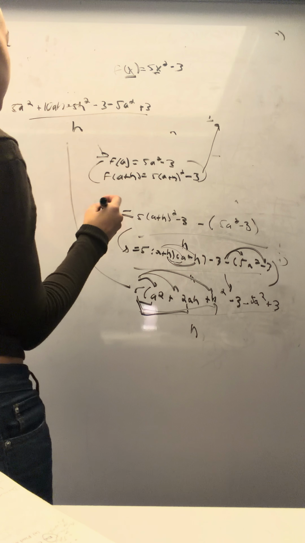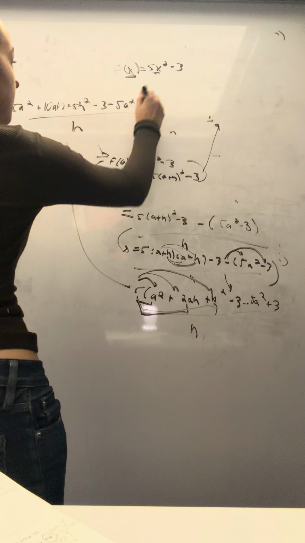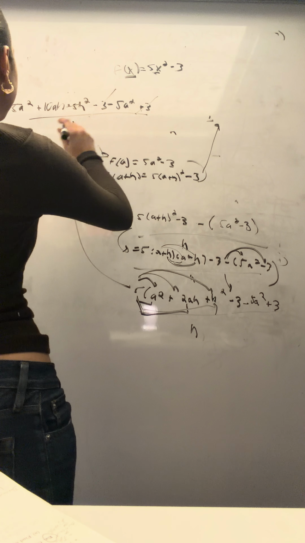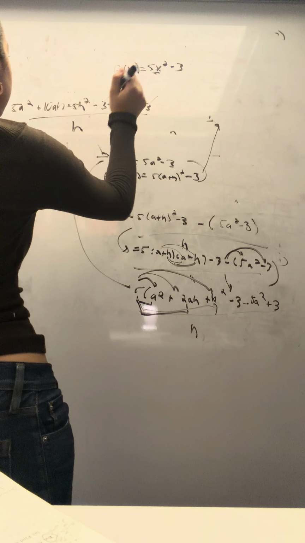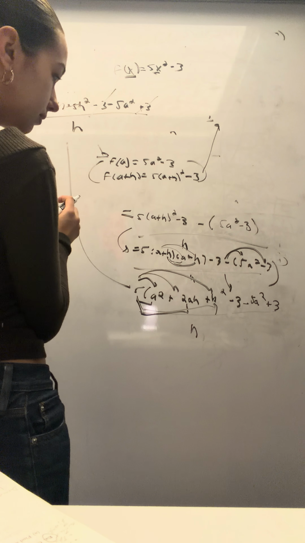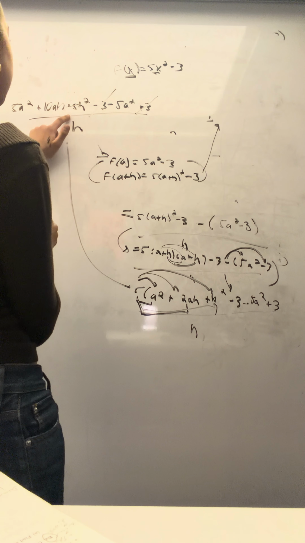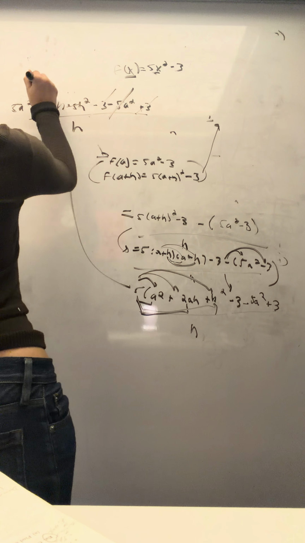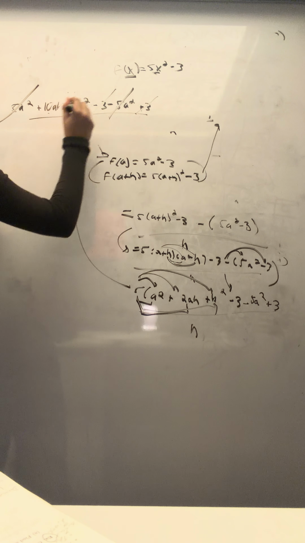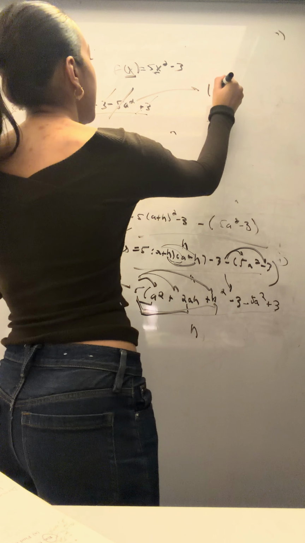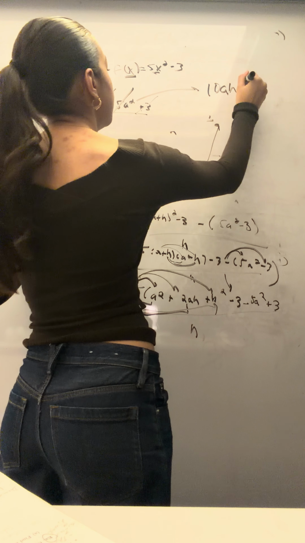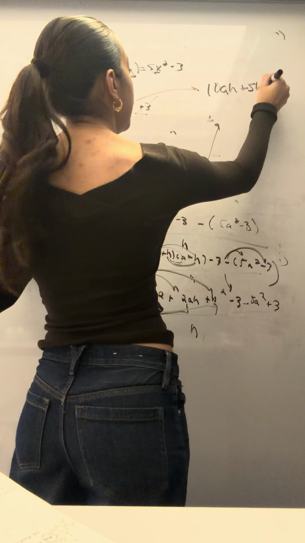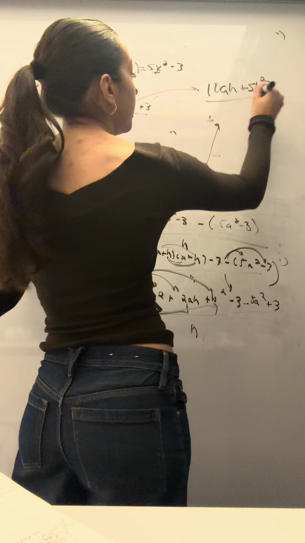So now we're going to look, does anything cancel? Well, yes. Positive 3 and negative 3, negative 5a squared and positive 5a squared. So now all that we're left with is 10ah plus 5h squared over h.